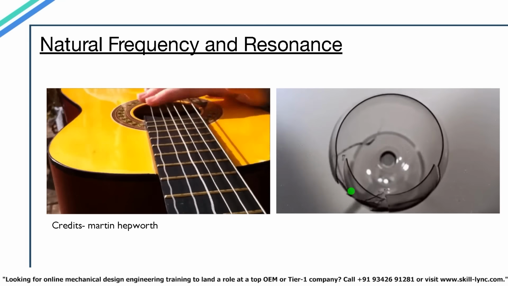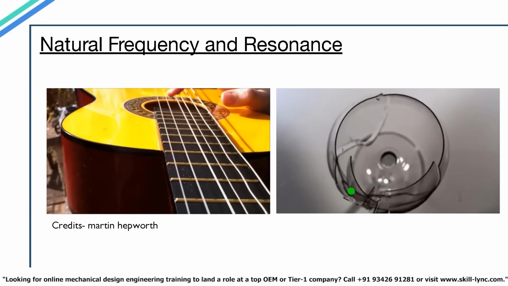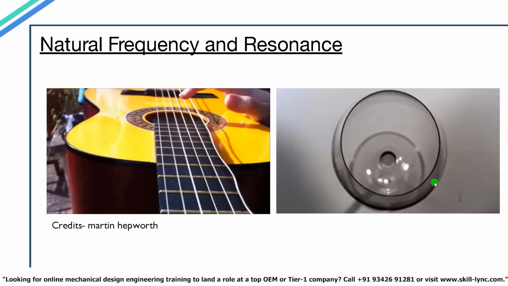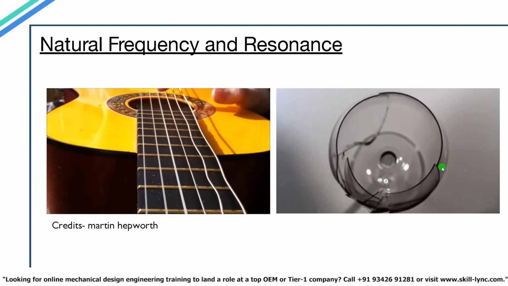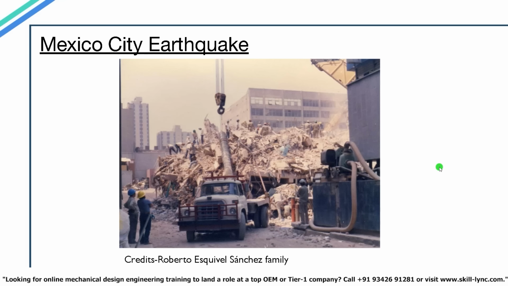Wine glasses have a certain natural frequency at which they vibrate. So when we direct sound waves at those exact frequencies, resonance occurs, and this causes the wine glass to vibrate rapidly. And after some time, it just breaks. Another great example of resonance being destructive is the Mexico City earthquake, which occurred in 1985. During the earthquake, all buildings which had 6 to 15 floors were absolutely destroyed to rubble, whereas the rest of the buildings had relatively minimal damage. After investigation, it was found that the frequency of the earthquake matched the resonant frequency of the buildings which had 6 to 15 floors.